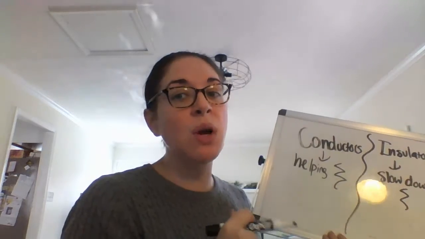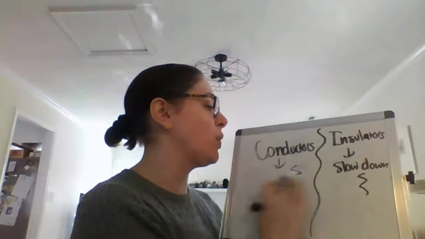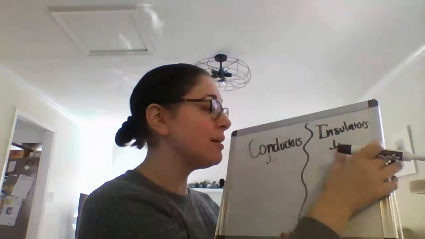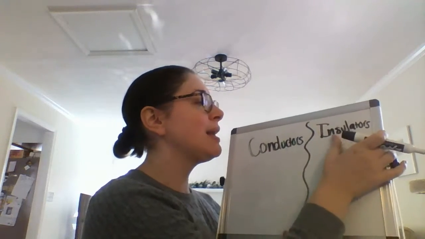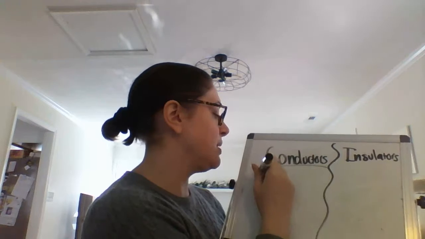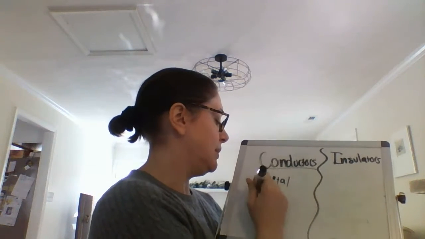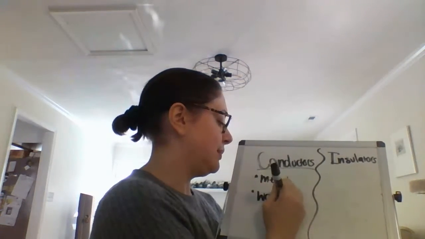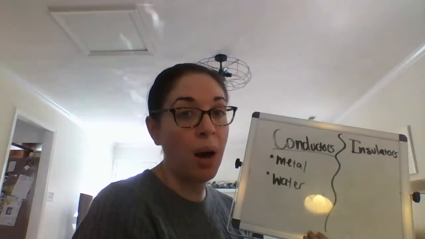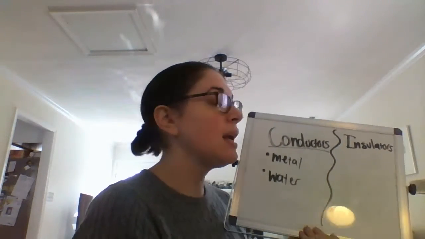So sometimes you know off the top of your head types of objects that conduct electricity because you know that if you touched them to, say, a plug or something that's electrified, it's going to shock you. Some examples of common conductors are metal and water. And some types of metal are better conductors than others. So copper and gold, for example, are very good conductors.